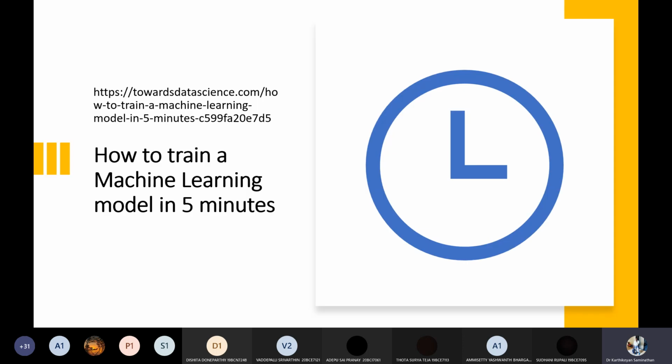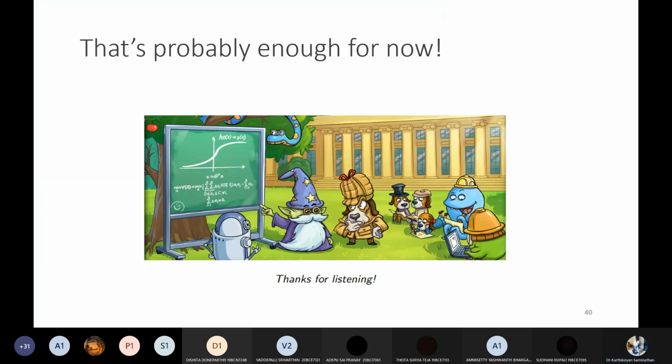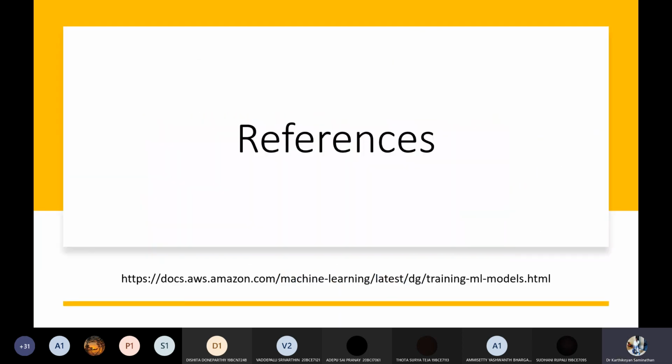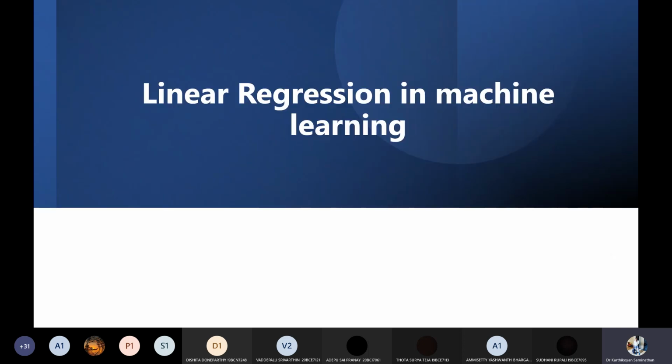So this is a simple link. You can go to towardsdatascience.com, where I follow the most. Here is a link I found: how to train a machine learning model in 5 minutes. If you type this, you'll get this link. You can also find the Amazon AWS and Google docs, AWS docs. They talk about machine learning training models, so that is also very interesting.